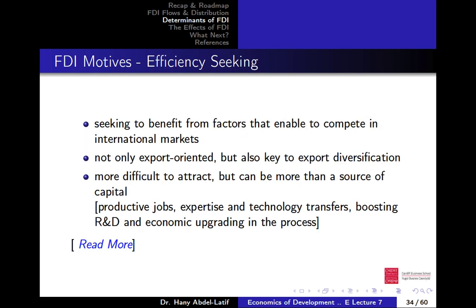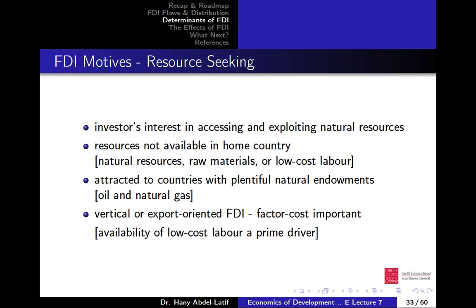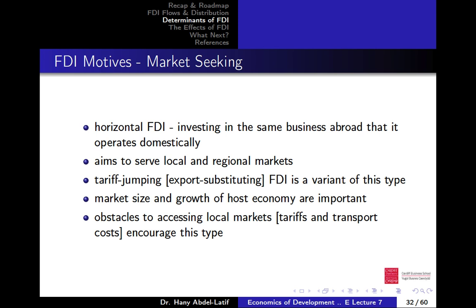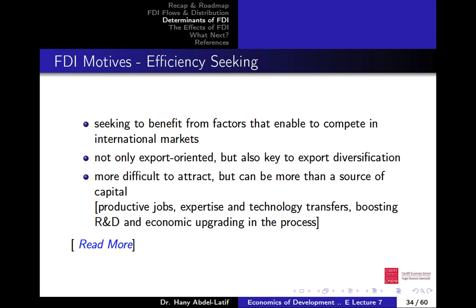Now compare this with efficiency-seeking FDI. Basically, they look for factors that will enable them to compete in international markets. They are not only export-oriented, but this sort of FDI could also be key to diversifying exports. It is more difficult to attract compared to the other two: if you have the resource endowment, that is obviously what resource-seekers are after, and for market-seeking it depends on the market size. But efficiency-seeking FDI can be more than a source of capital. It can provide productive jobs, expertise, technology, etc. We'll talk about how FDI is important for these factors in general. Anyway, these are the three motives on which we can understand the determinants of FDI.